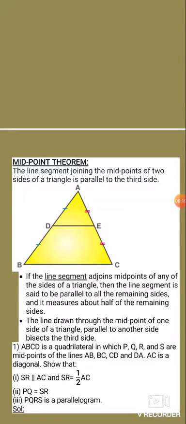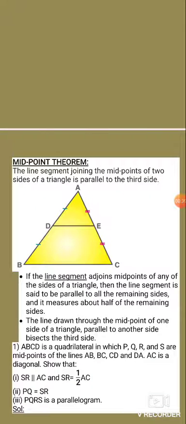Listen carefully, students. The midpoint theorem. The theorem statement is important. The proof is not important. So listen. The line segment joining the midpoints of two sides of a triangle is parallel to the third side.